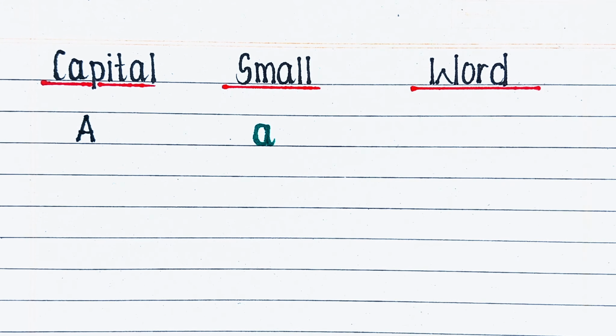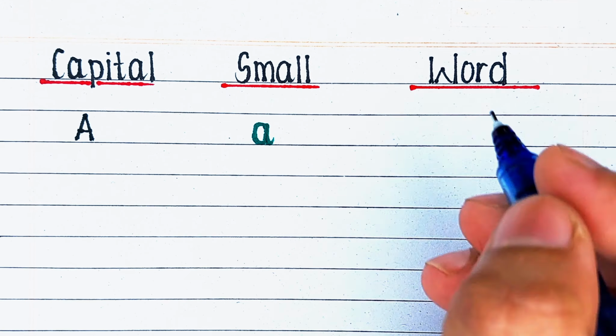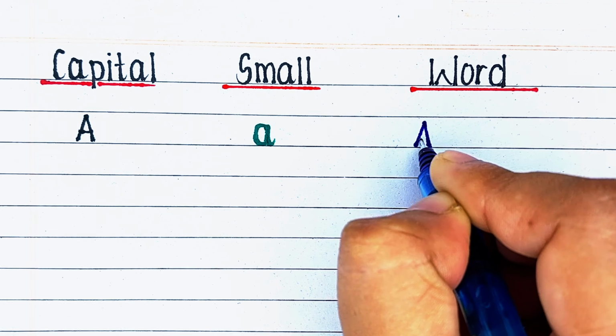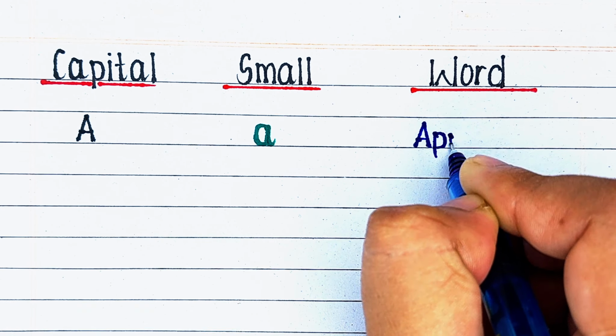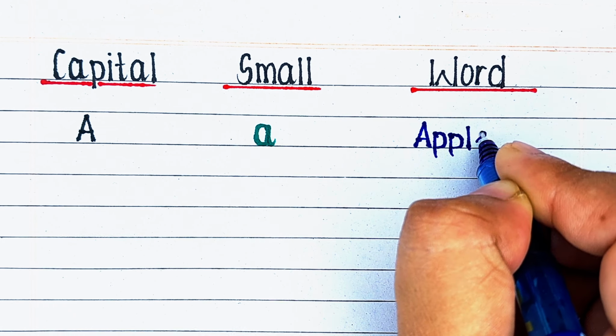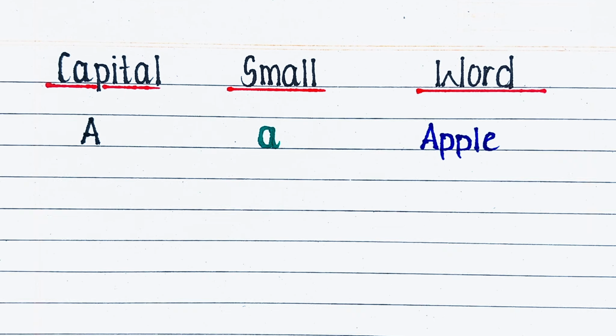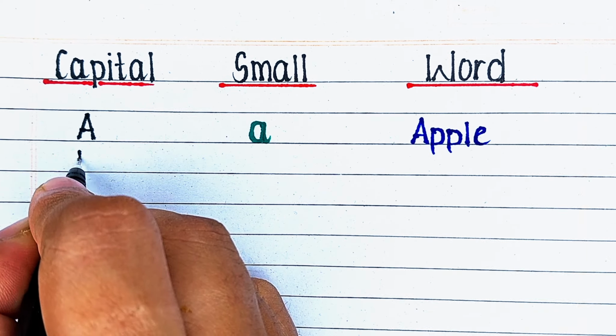In this video, we will write alphabet A to Z in bold letters, in small letters and words starting from the alphabet A to Z.